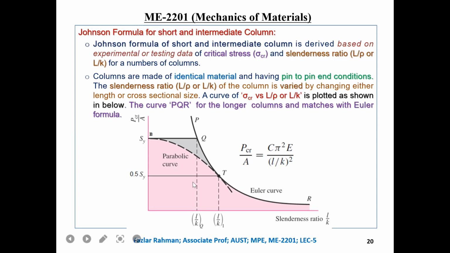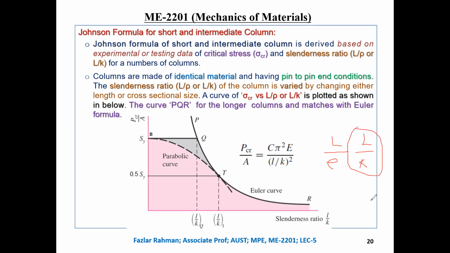Okay, sir. So Johnson, what he did, he took a number of columns, say 100 columns, in the lab, and he varied the length of the column. If he varies the length of the column, that means he varies the slenderness ratio of the column, that means L by rho or L by K. This ratio is called the slenderness ratio.